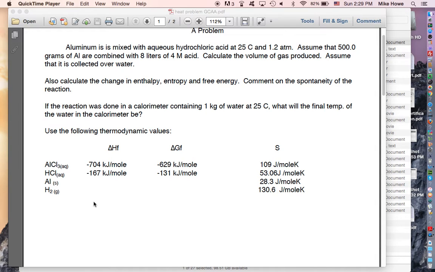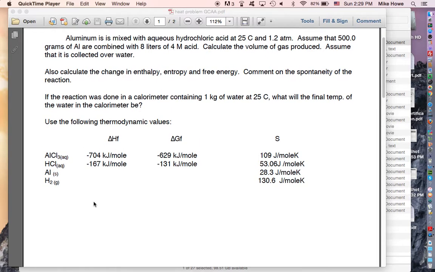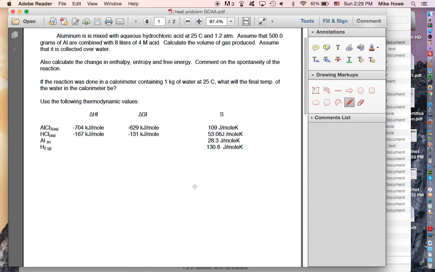So the first problem involves aluminum being reacted with aqueous hydrochloric acid. This is really just a gas stoichiometry problem, and you would need to write the equation first. So you'd start with aluminum, and you'd add to that hydrochloric acid. I was expecting you to be able to look at the reactants and tell what the products are.